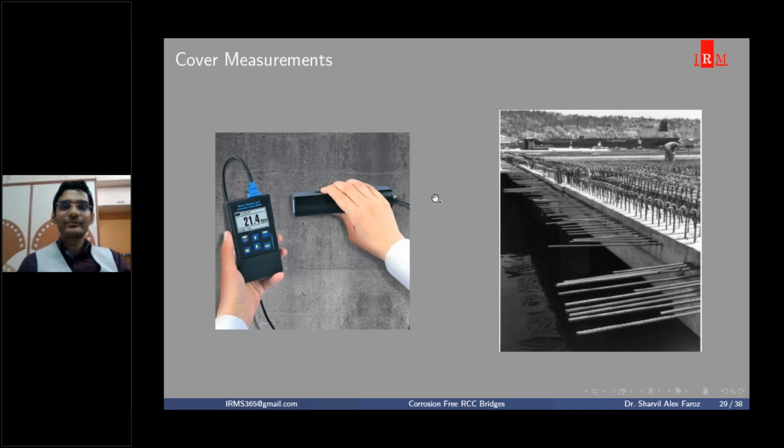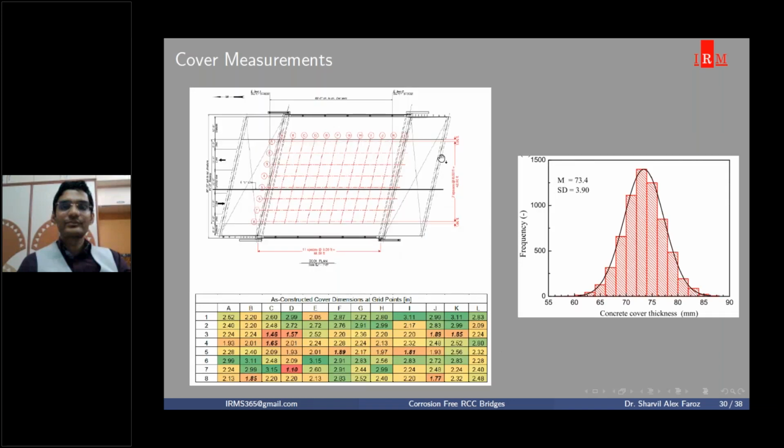Okay. As you understand, the chlorides are penetrating through the concrete cover. So let us also quantify the amount of cover which the contractor has cast. This is one of the measurements I am showing you. Here, in what way should you do the measurement.